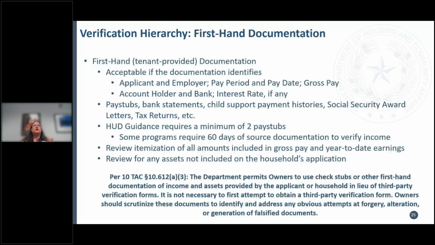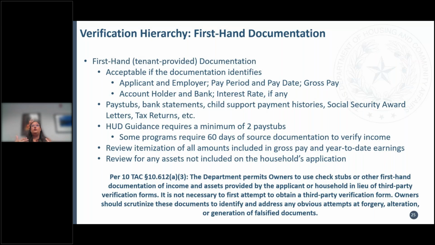First-hand documentation is the tenant-provided documentation, and this is acceptable assuming the documentation identifies the applicant and employer, pay period, pay date, gross pay. If it's from a bank, it needs to include the account holder, the bank, the interest rate, if any. If something looks fishy, question it.